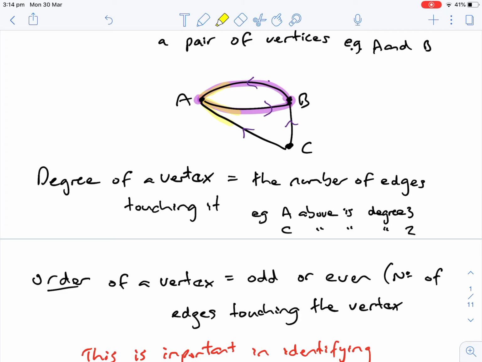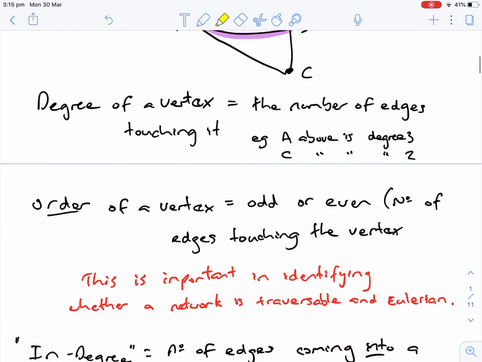B would likewise have an in degree of 2 because I've got 2 edges coming in, and an out degree of 1 because I've got that 1 line coming out of it. C would have an in degree of 0 and an out degree of 2 because I've got the 2 lines coming out of there. So that's the in degrees and out degrees. They're not super important, but you should be conscious of them.